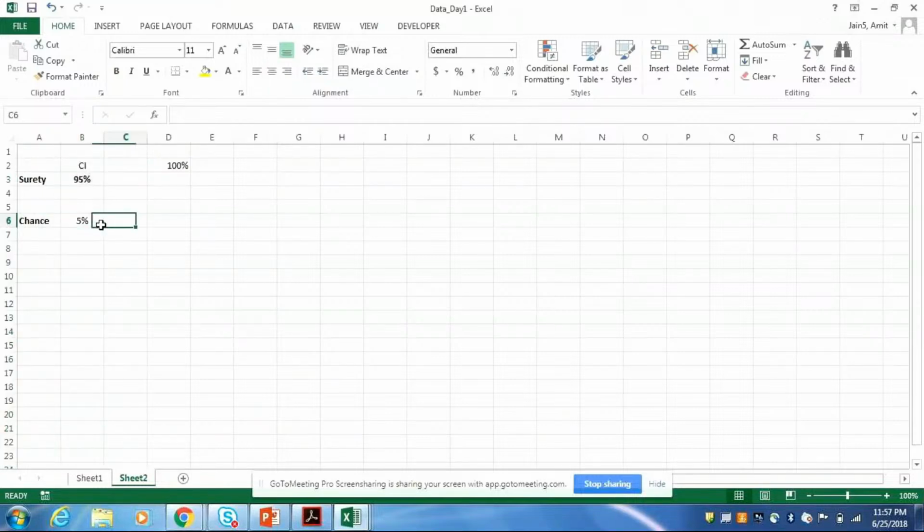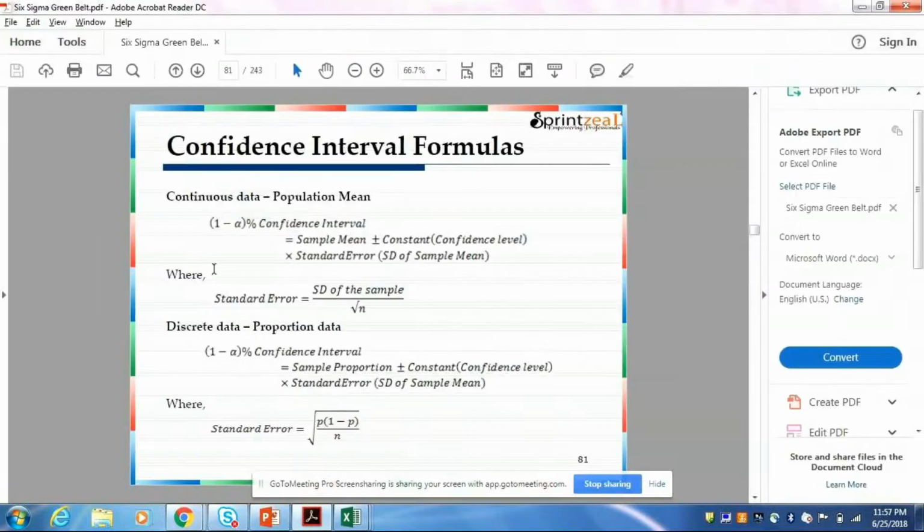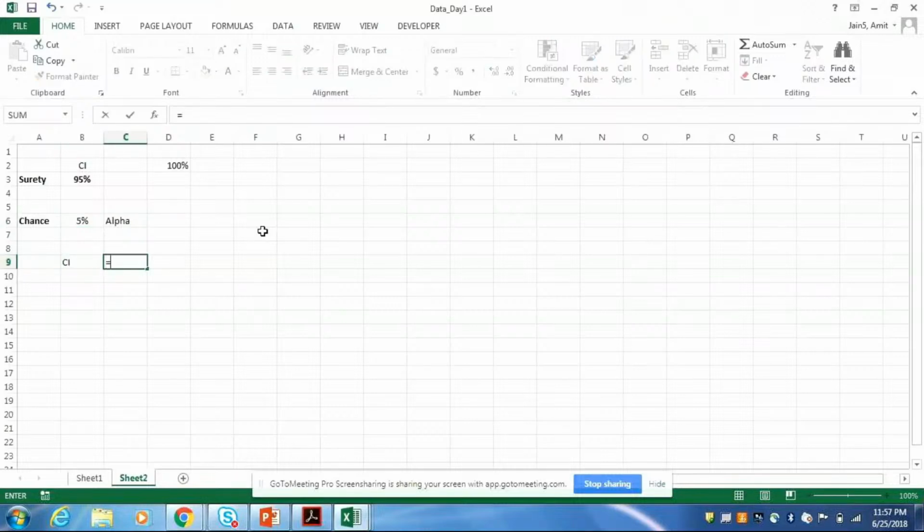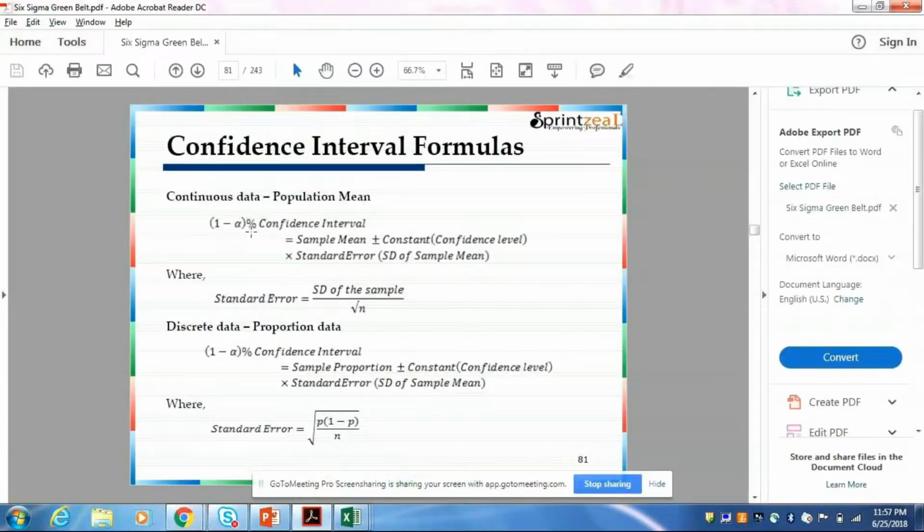Okay, so in statistics, it is called alpha. So it is denoted by this symbol here, alpha. Okay, so alpha is 5%. So confidence interval is calculated as 1 minus alpha, which is this. 1 minus alpha is the confidence interval. Okay. Now there is something known as standard error.